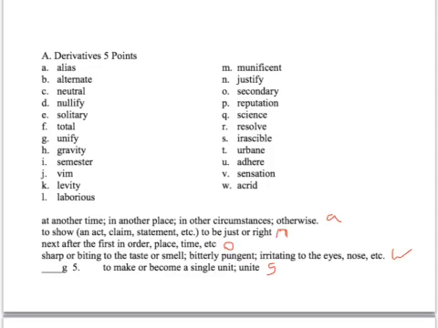So at another time is an alias. To show if something is right or just is to justify. Next after first would be secondary. Something that's sharp or biting is acrid. And to make a single unit is to unify.